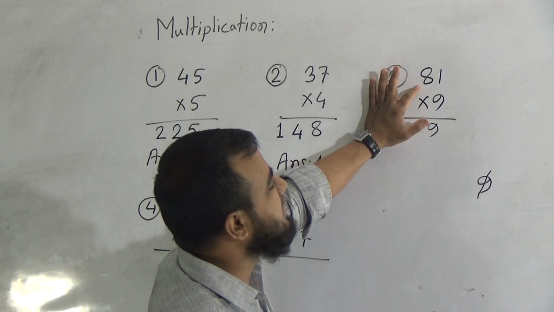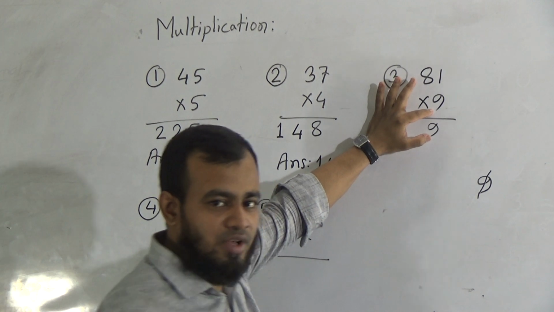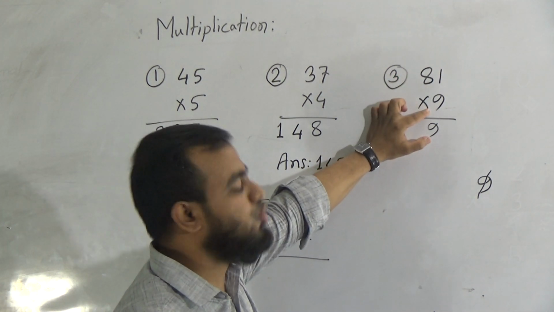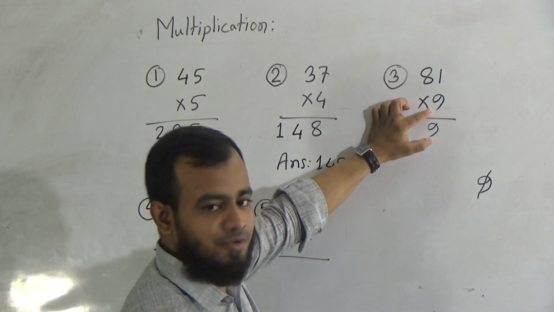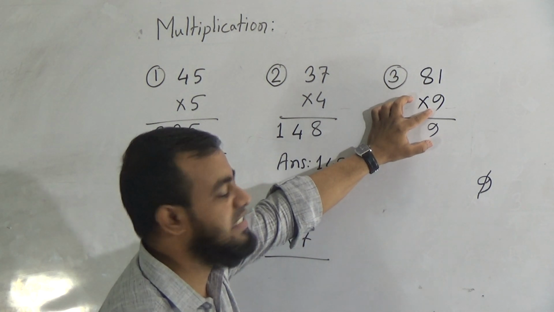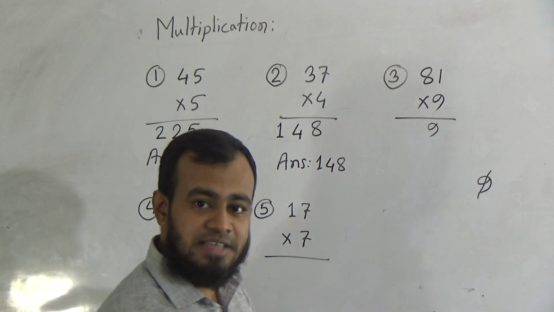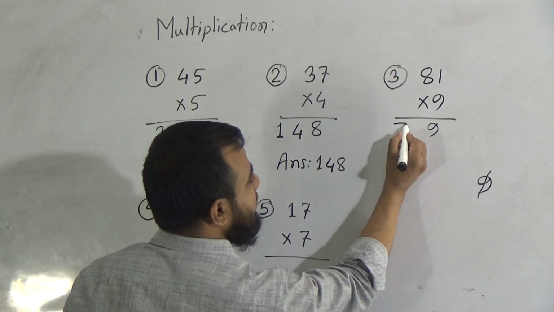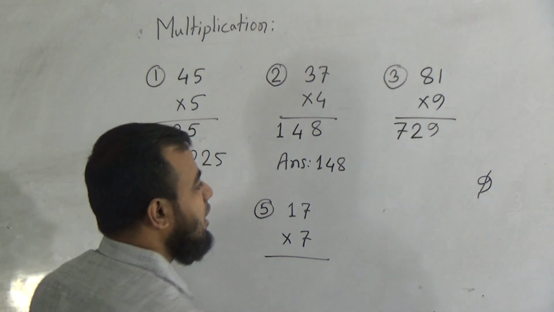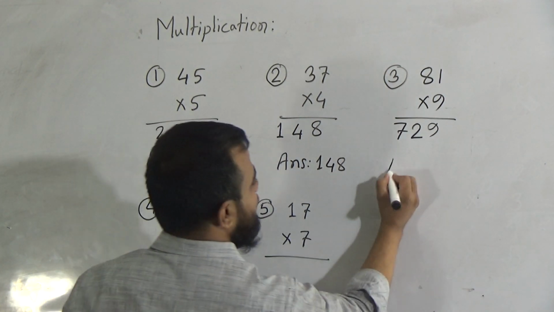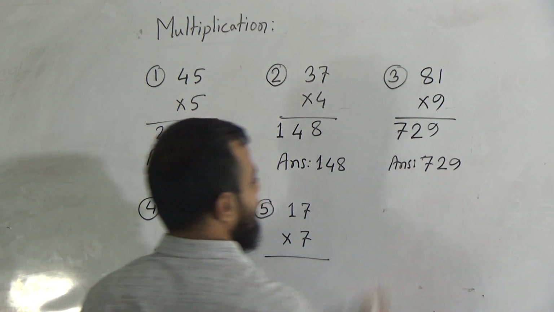Now we should multiply this tens place 8 with the 9. So count the times table of 9 again. 9 zeros are 0, 9 ones are 9, 9 twos are 18, 9 threes are 27, 9 fours are 36, 9 fives are 45, 9 sixes are 54, 9 sevens are 63, 9 eights are 72. 9 eights are 72, and we should write down 72 here directly because we have no carrying. So 72 will be here, and we got the result. Our result is 729. So the answer will be 729.